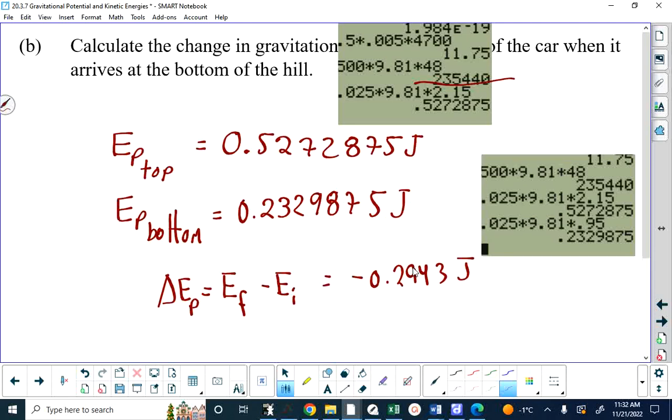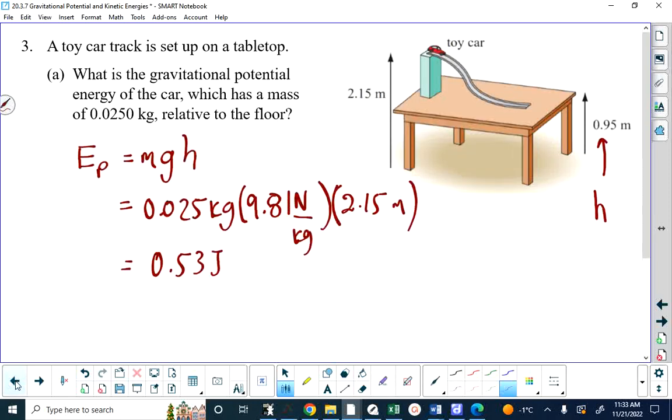If it fell from rest or rolled from rest, that would mean it gained that amount of kinetic energy. But I want you to notice something, and we're allowed to do this with potential energy only. In A, it said, what is the potential energy it has relative to the floor? What if it said relative to the tabletop? What height would you use? 2.15 minus 0.95. Right, you'd use the difference. Can you work that out for me, please? I want to say 1.2. Yeah? So you would use 1.2 meters.